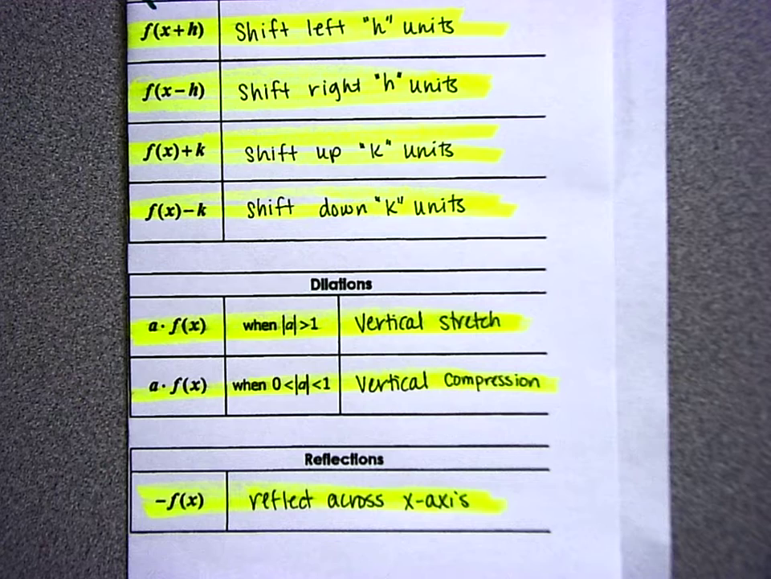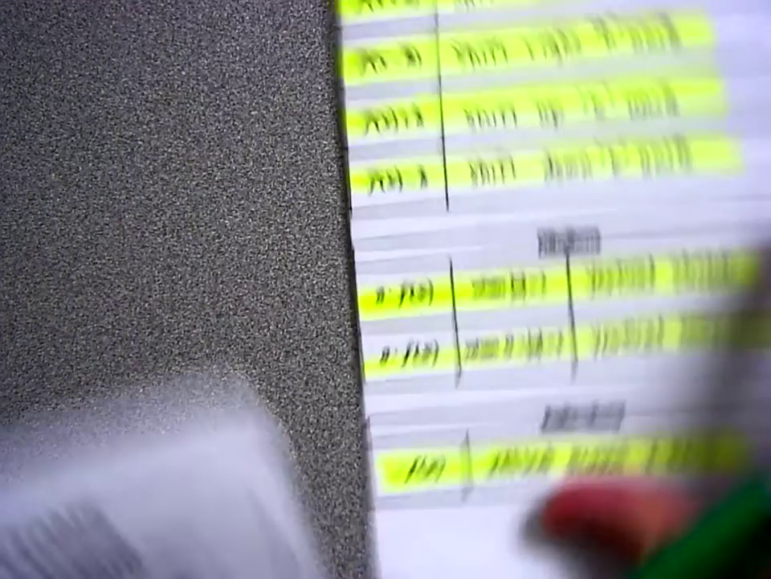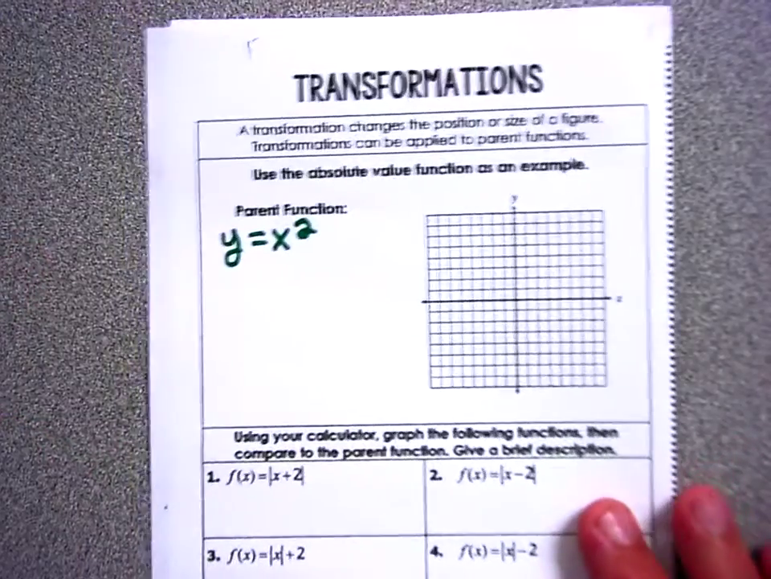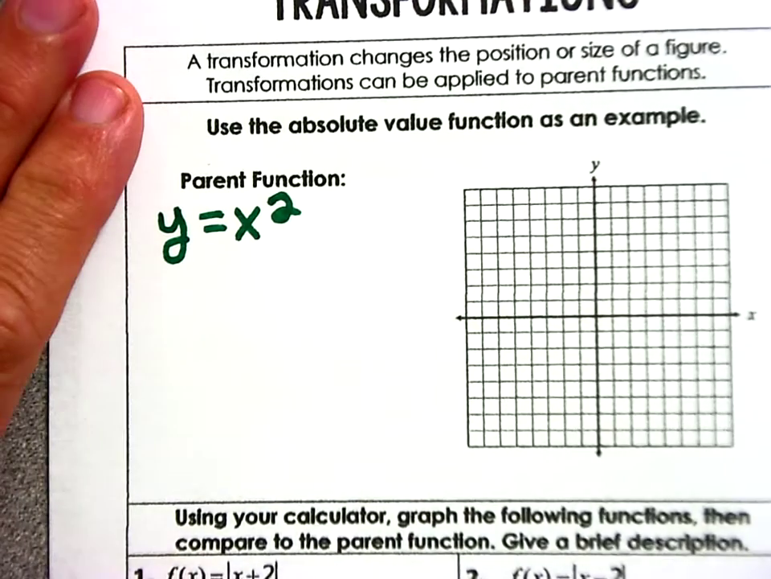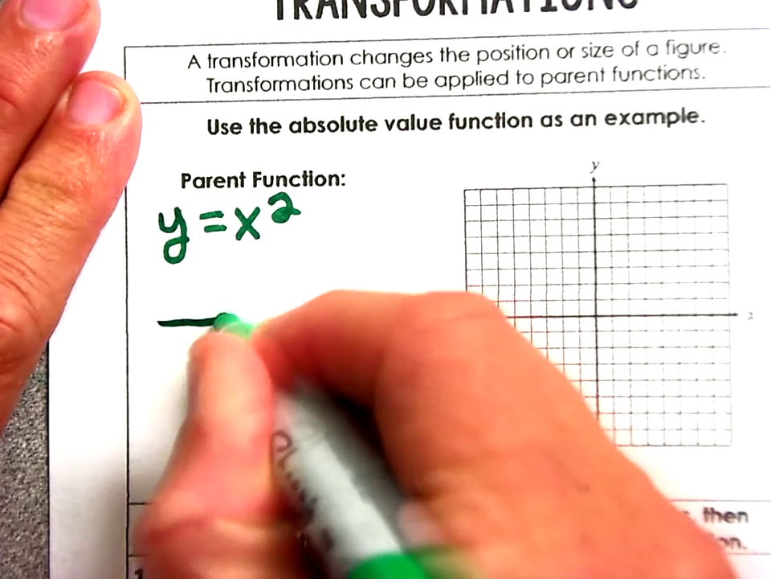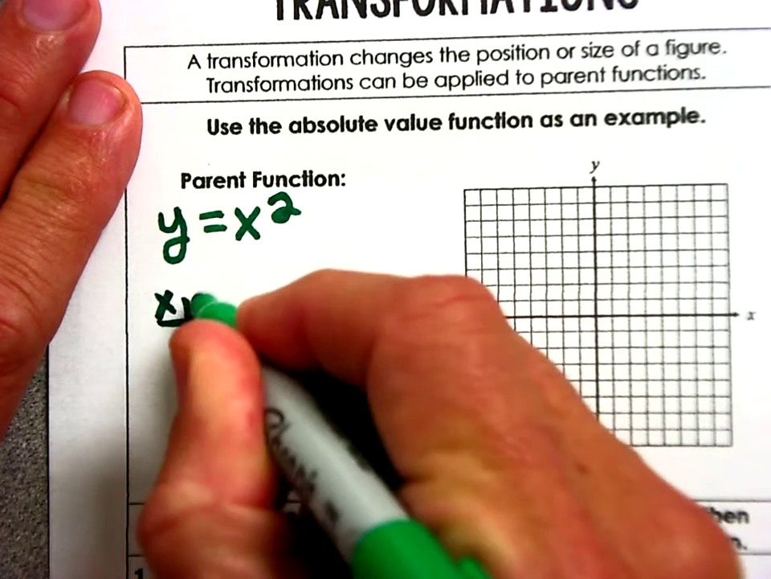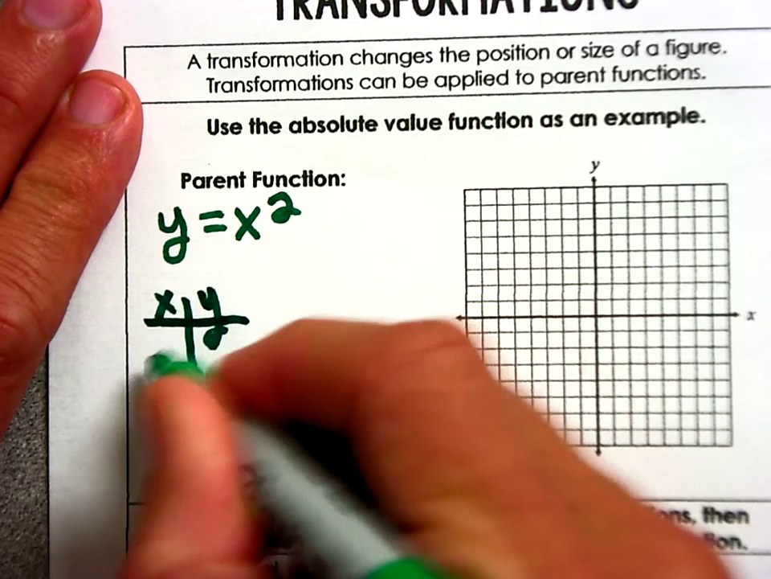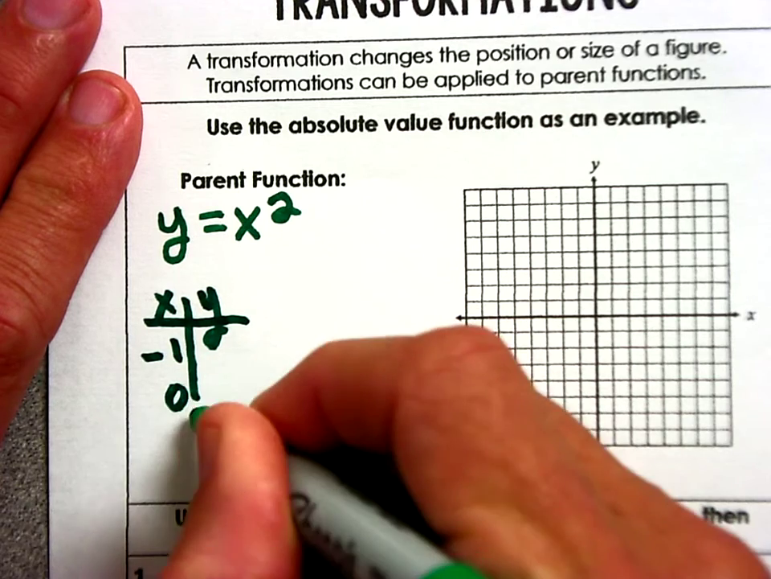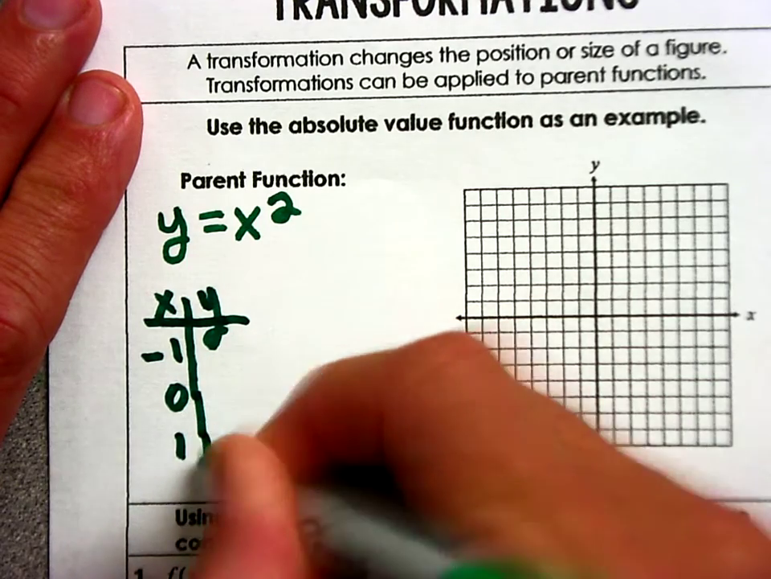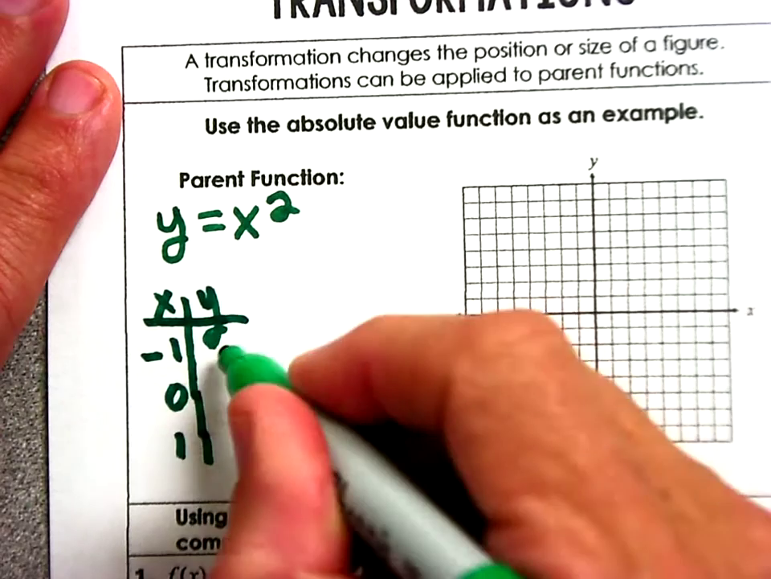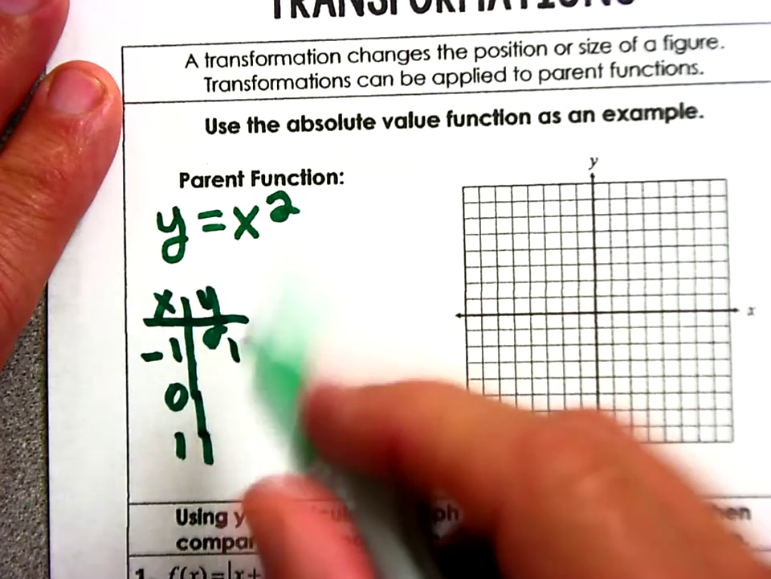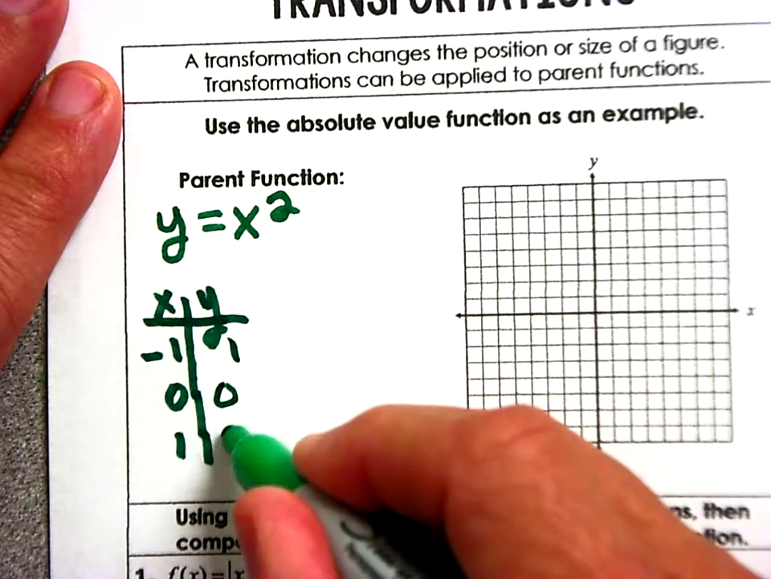So let me draw you the quadratic, and you're gonna love that you're gonna do the same thing. Let's try this parent function. I'm gonna zoom in. The only thing different is it's not absolute value. Let's go ahead and make the table first. You won't have to make the table after a while because you'll get used to this. Just pick -1, 0, and 1. If I square -1, I get +1. If I square 0, I get 0. If I square 1, I get 1.